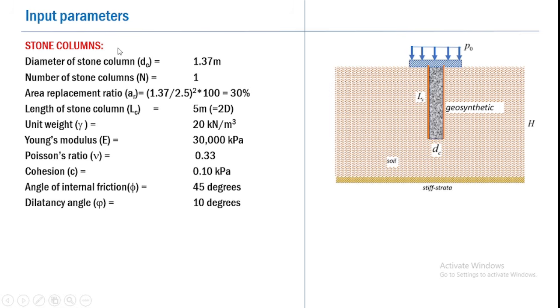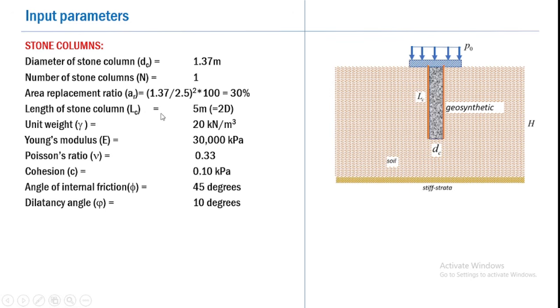Now regarding the stone columns, here we have chosen the diameter of the stone column DC in such a way that the area replacement ratio AR will work out to be 30%, because if we consider DC is equal to 1.37 meter, that is used below a footing of 2.5 meters, the corresponding area replacement ratio AR will be 1.37 divided by 2.5, the whole square into 100, that is 30%. And as shown in the sketch, we have used only a single stone column for this analysis.